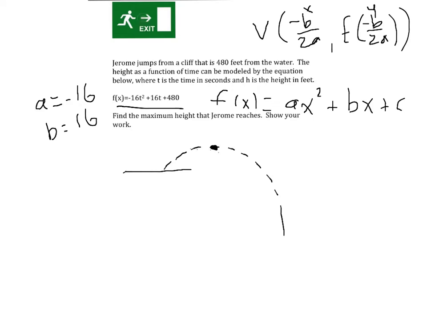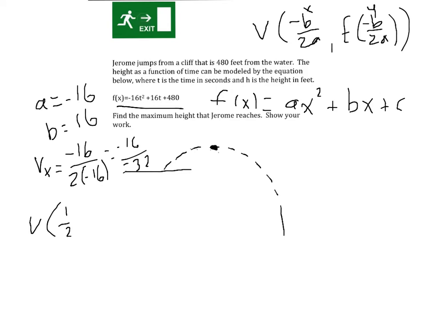So if you identify a, it's going to be negative 16, and b is going to be 16. You actually don't need c in this case. C is 480, the height that Jerome jumped off of. And so you have the opposite of b, which would be negative 16. So for the x-coordinate of the vertex, it's the opposite of b, negative 16, divided by 2 times negative 16, which is negative 16 divided by negative 32, and that's going to be positive 1/2.